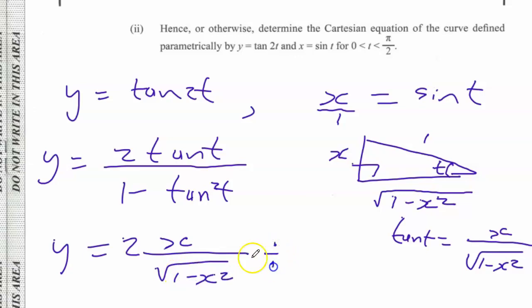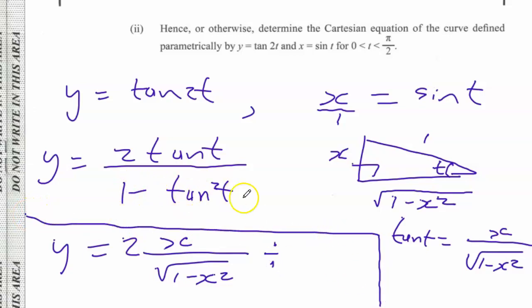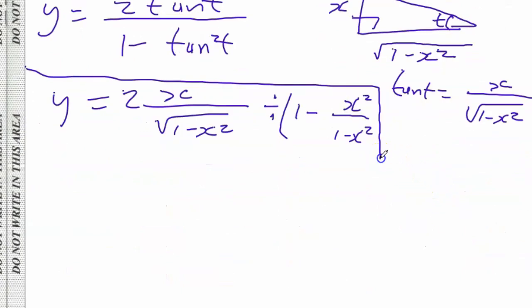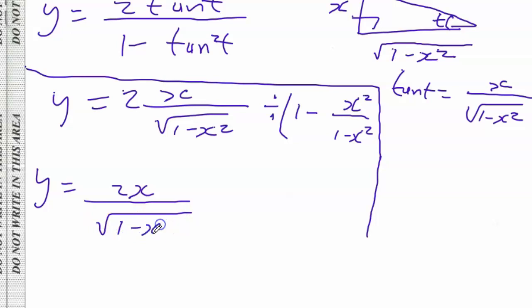Then divide by 1 minus tan squared t. So divide by 1 minus this squared. So tan squared would be what? x squared over, and we square this, we get 1 minus x squared. Good. So continuing, we'll end up with y equal to 2x over root 1 minus x squared.